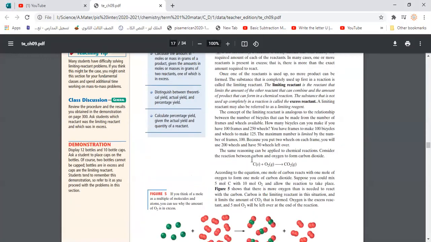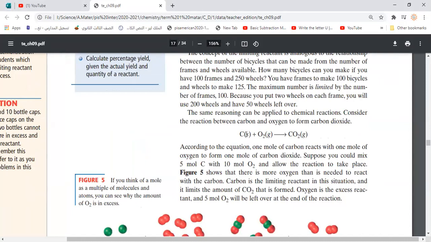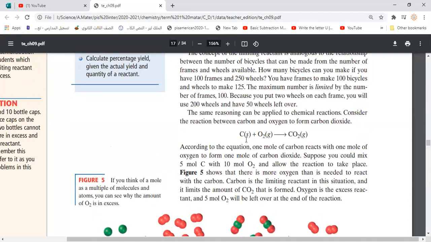So here, guys, look at this equation. I'm going to maximize it, a little bigger. So carbon reacts with oxygen to produce carbon dioxide. Is it clear, this equation? Can you see it? Yes. So here he asks, according to the equation, 1 mole of carbon produces 1 mole of carbon dioxide, and 1 mole of carbon reacts with 1 mole of oxygen. So he supposes that you could mix 5 moles of carbon with 10 moles of oxygen.